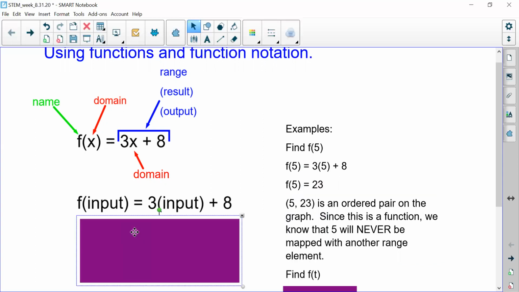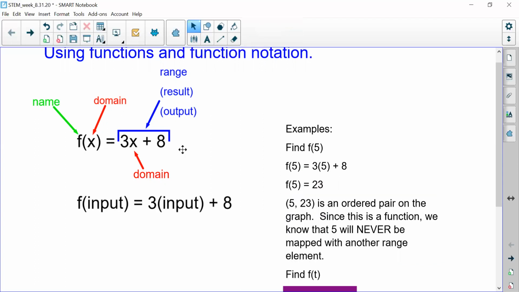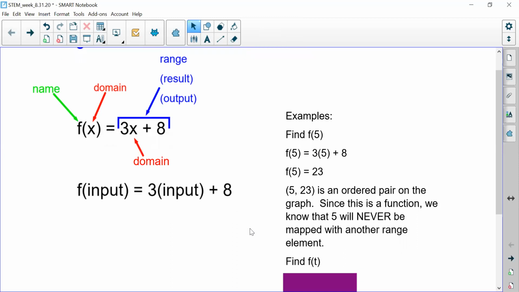That means that on this graph, 3x plus 8, (5, 23) is an ordered pair. 5 goes in, 23 comes out. 5 and 23 are like a married couple. 5 is connected to 23. And since it's a function, 5 is not going to go anywhere else. 5 is not going to go to 22 or 24 or 21. 5 always gets mapped to 23 in this function.